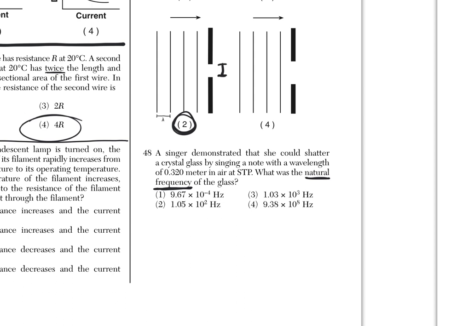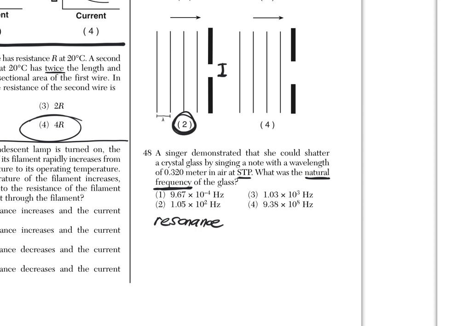And I don't even need STP. STP usually refers to the speed of sound at, let's see. Oh, wait a minute. We do need STP because they give us the wavelength, they don't give us the frequency. Oh, that's interesting. So this is a resonance question because it refers to natural frequency, but really what it wants us to do is solve for the frequency given the wavelength.